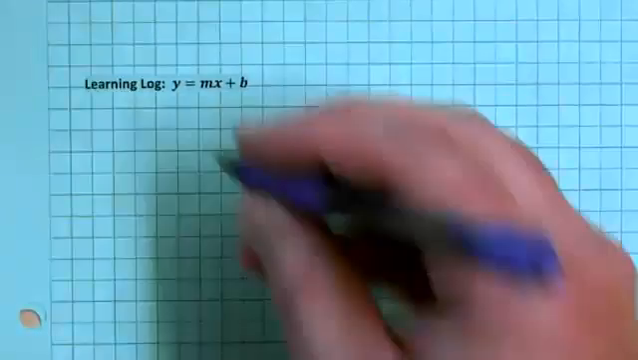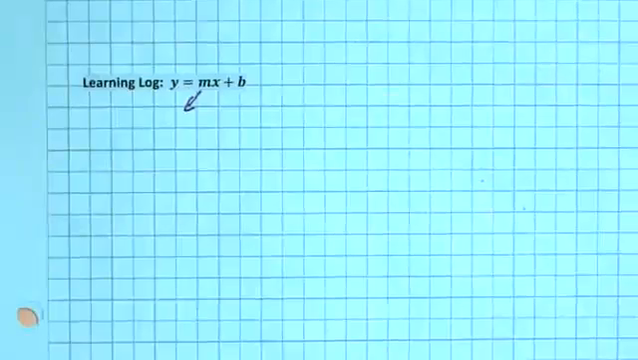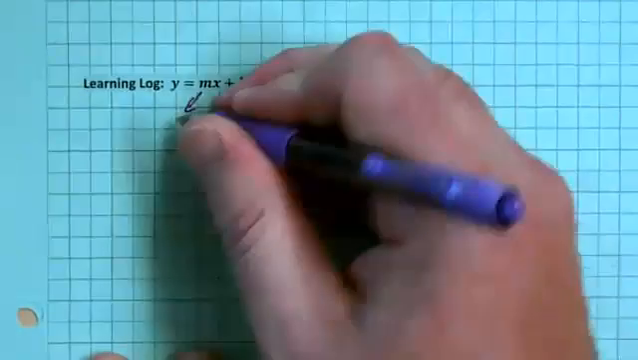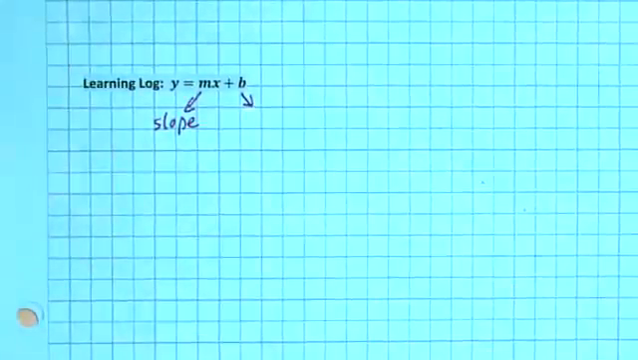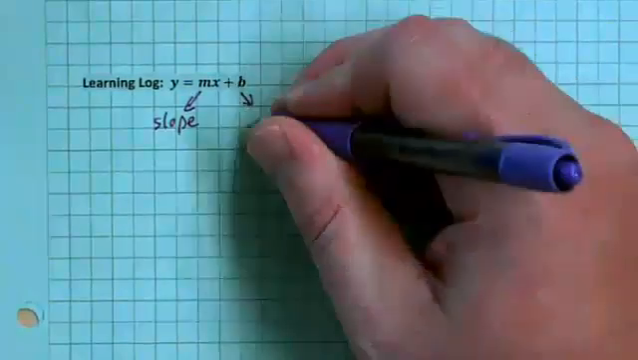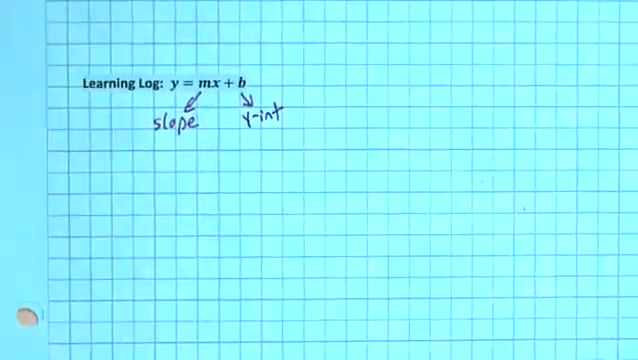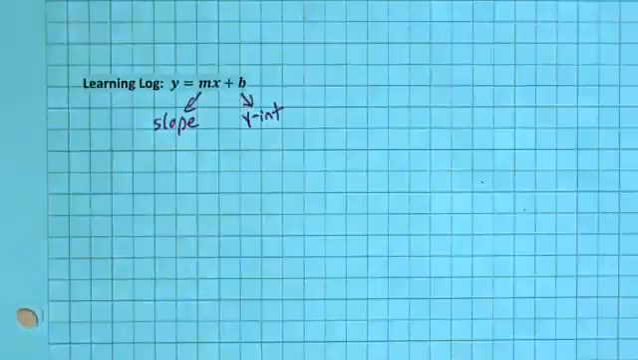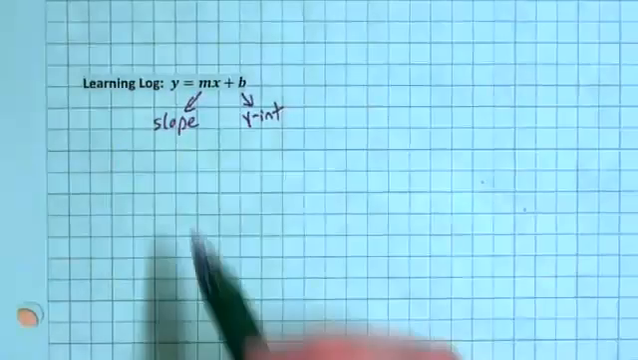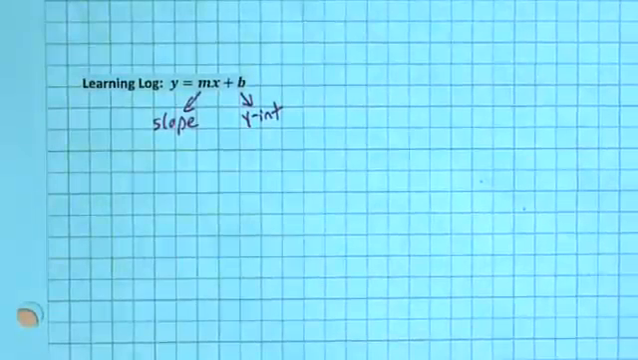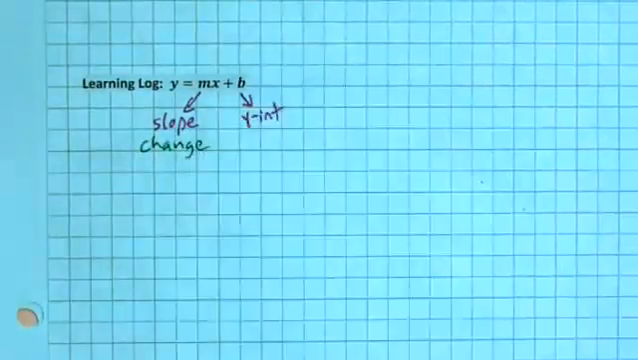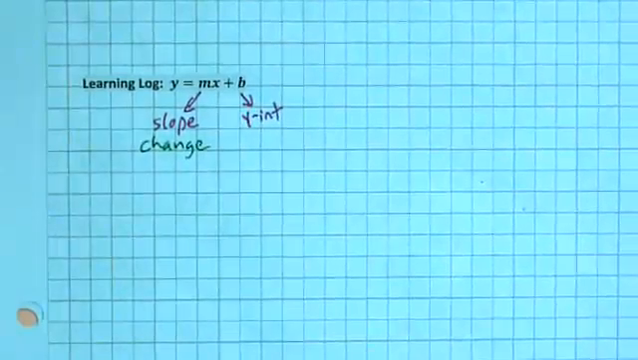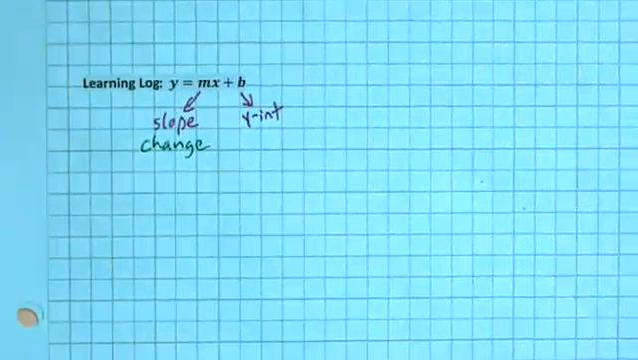So let's just label here to start off with. What does m represent when we're talking about a graph? It's the slope. And what does b represent when we're talking about a graph? You guys writing this down? It's the y-intercept. Now, we can also use y equals mx plus b to talk about a situation. Do you guys remember what m represented with a situation, like a tile pattern? It's how much we're adding or subtracting. We called that the change. And what did b represent when we're talking about a situation? The starting value.